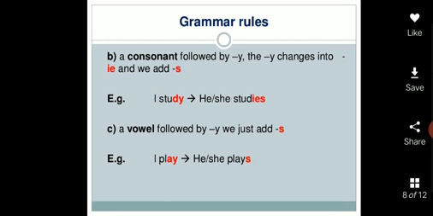Now, how to make negative sentences in present simple. With I, you, we, they, we write don't, do not. After that comes the verb. I don't eat. You don't eat. We don't eat. They don't eat. With he, she, it, we write does. He doesn't watch. She doesn't watch. It doesn't watch. Like, I don't like the food they serve at that restaurant.